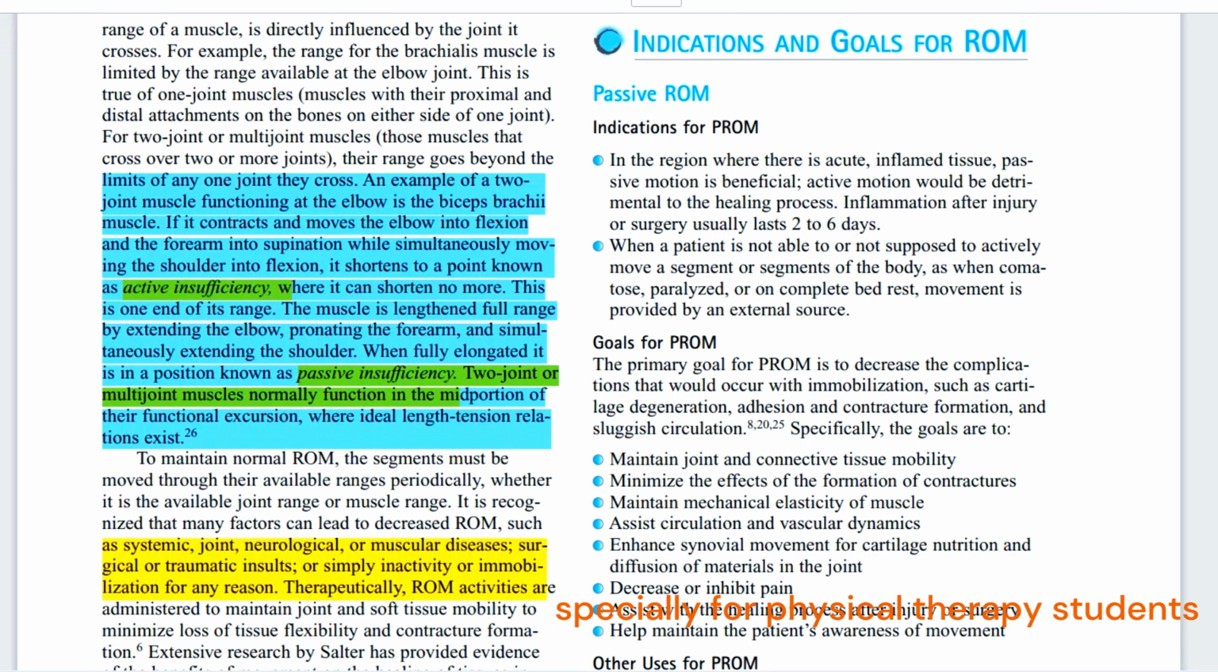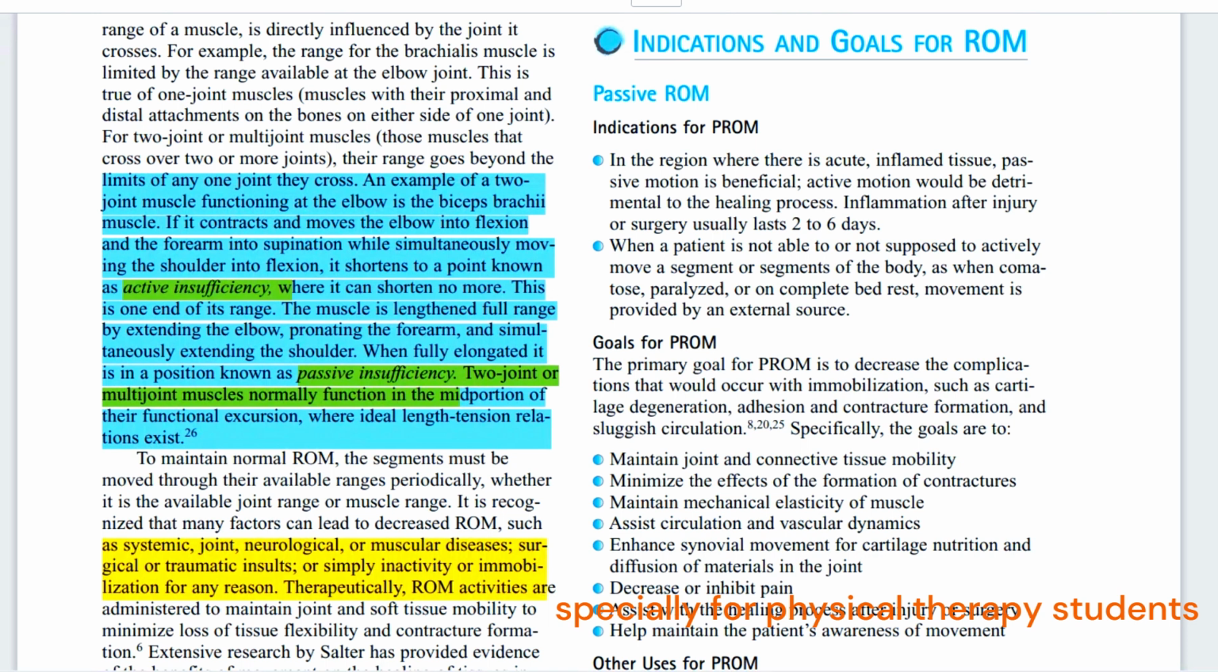After that, you are going to maintain joint and connective tissue mobility with passive range of motion. Before starting any passive range of motion, the joint is immobilized, so you have to work on the mobility to maintain the joint or connective tissue. Now you only have to maintain. You cannot further stretch or increase the joint or connective tissue mobility. You just have to work to maintain it.